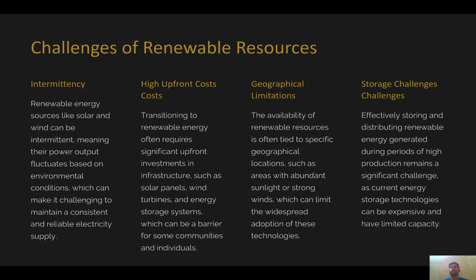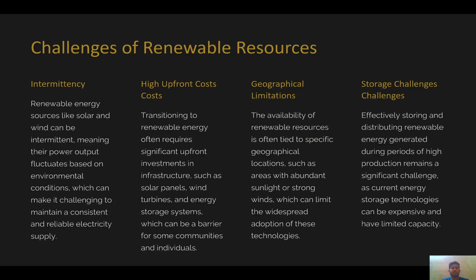Storage challenges. Effectively storing and distributing renewable energy generated during periods of high production remains a significant challenge, as current energy storage technologies can be expensive and limited in capacity. Let's see what the challenges of the renewable resources are.